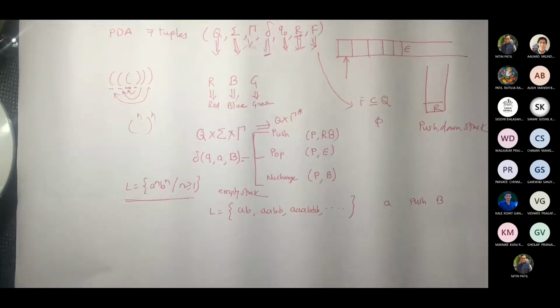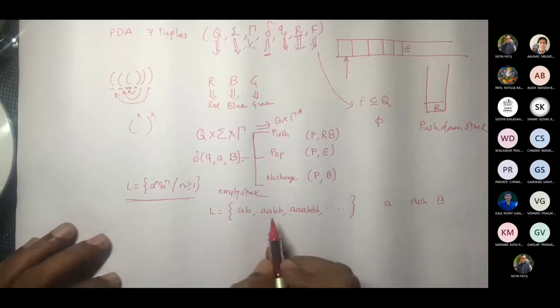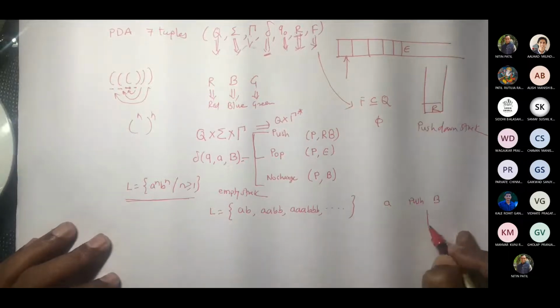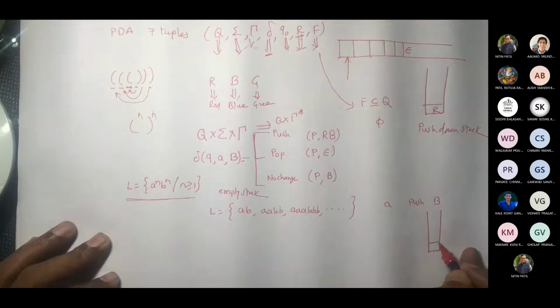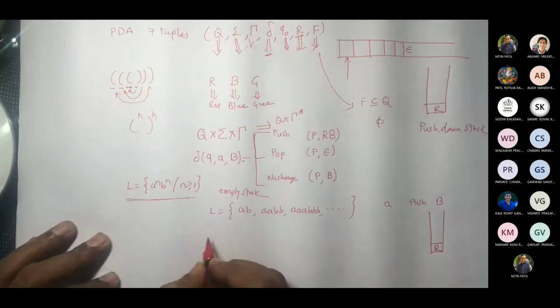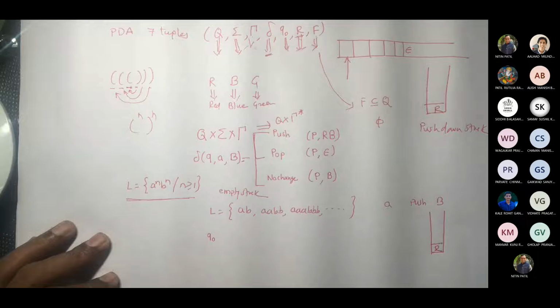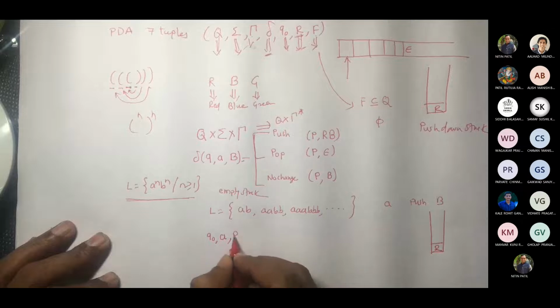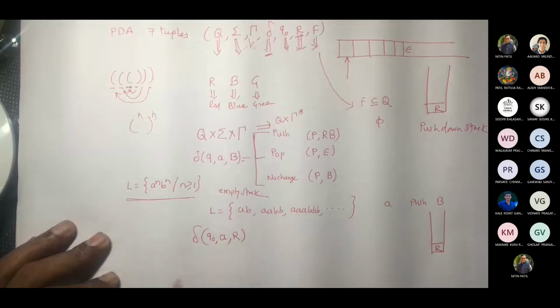I'm going to push blue on the stack. Okay, so how exactly do I write this? If I have two A's, initially my configuration will be something like this. I have red here, so I will be in initial state Q0. I do see that there is an element called A, and at the top of the stack, I do see R. This is my first function.